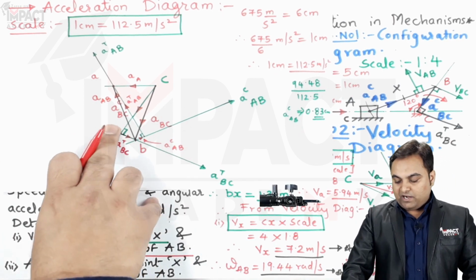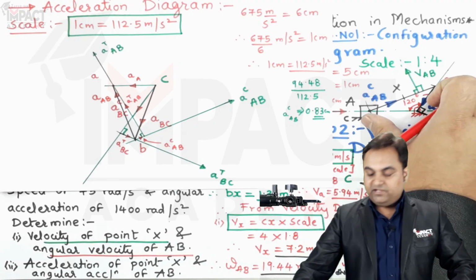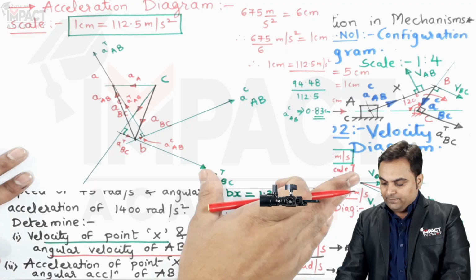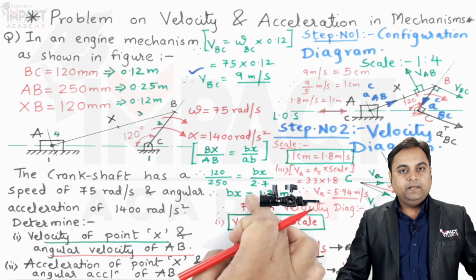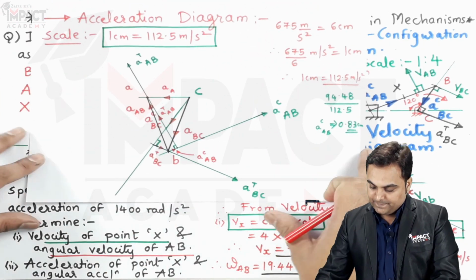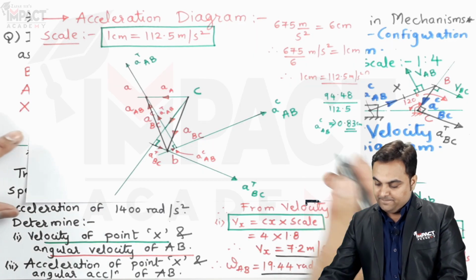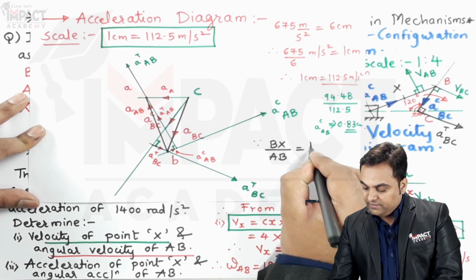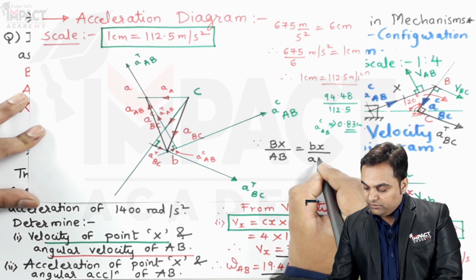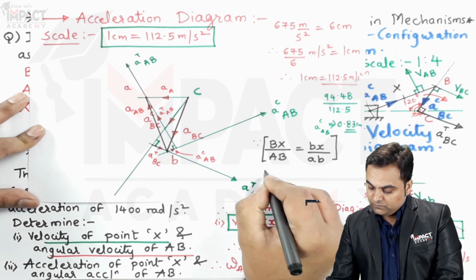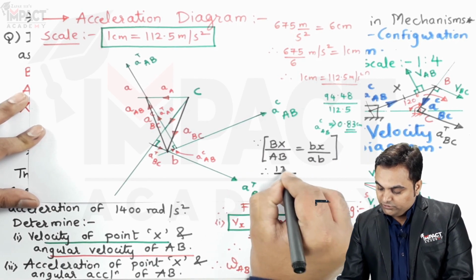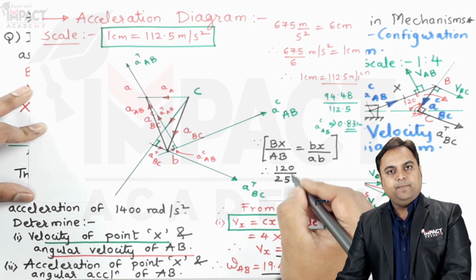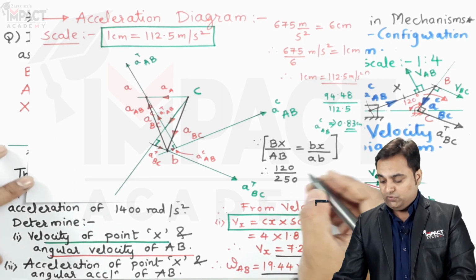At last, we have to mark point X. Point X is there on this link AB. For that, I'll use the similar concept which I had used for the velocity diagram, that is the concept of similarity. Here capital BX divided by capital AB is equal to small bx divided by small ab. Capital BX is 120, capital AB is 250, and it doesn't matter whether we take the value in mm, meter or centimeter here because this is a ratio.